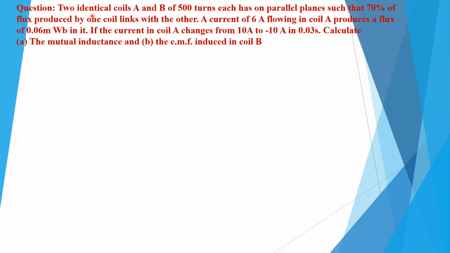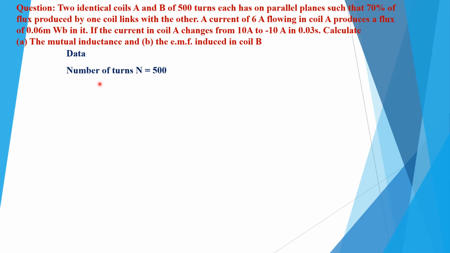Question. Two identical coils A and B of 500 turns each lie on parallel planes such that 70% of the flux produced by one coil links with the other. A current of 6 ampere flowing in coil A produces a flux of 0.06 milliwebers in it. If the current in coil A changes from 10 ampere to minus 10 ampere in 0.03 seconds, calculate the mutual inductance and the EMF induced in coil B.